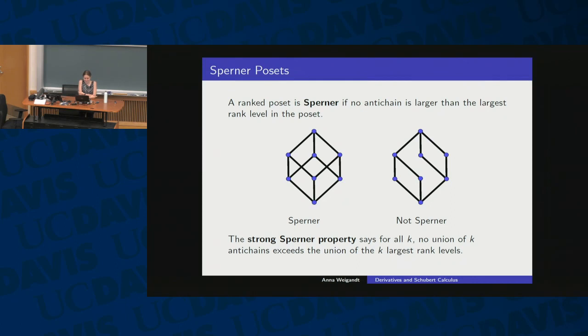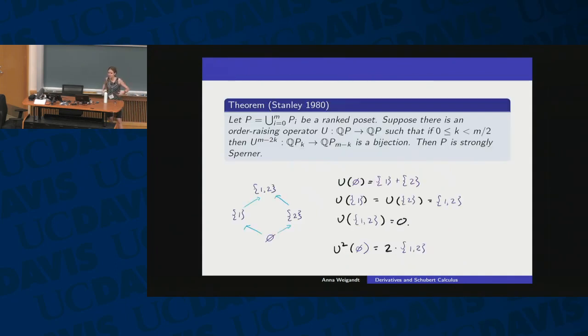So what it's saying is that for all k, no union of k antichains is bigger than the union of the largest k rank levels. Okay. So it's some sort of thing that tells us about how big antichains can be in comparison to rank levels in these posets. Now, Stanley developed a really nice way of detecting if posets are strongly Sperner.